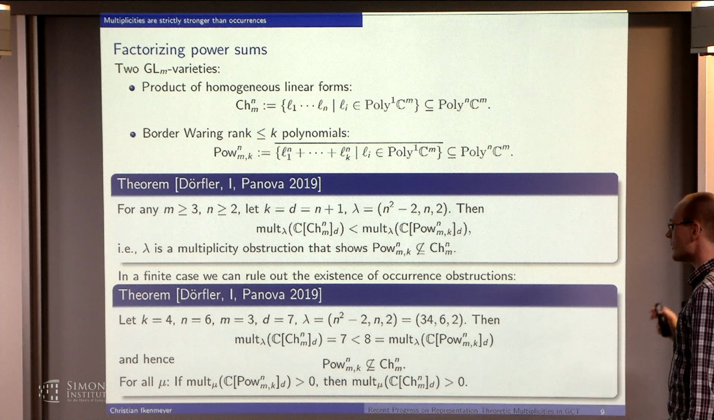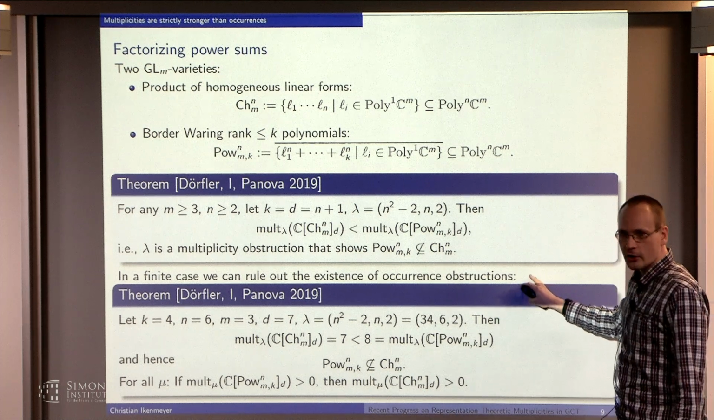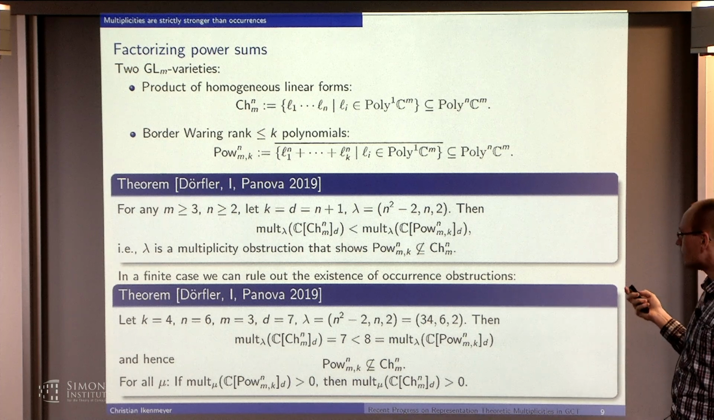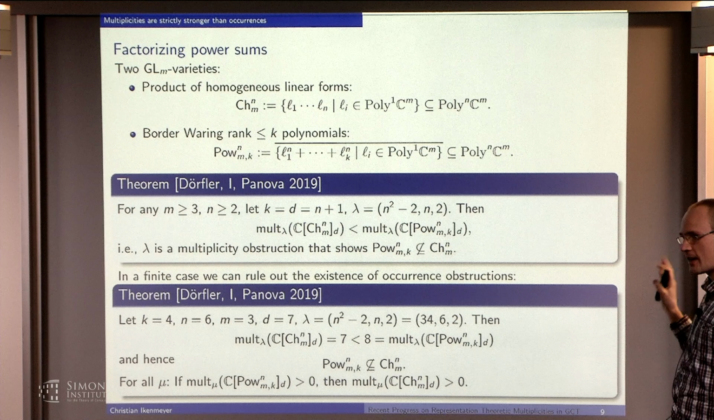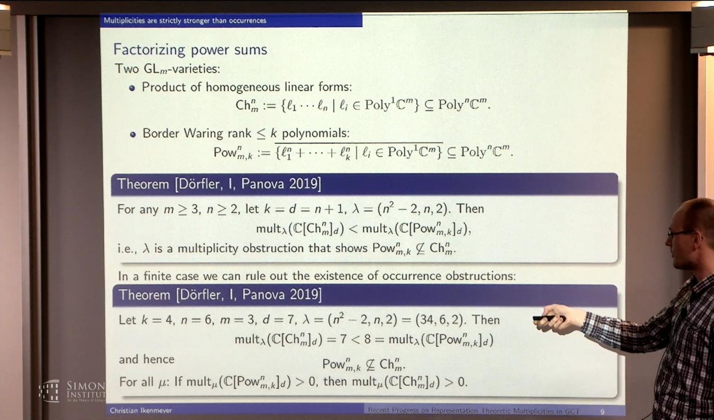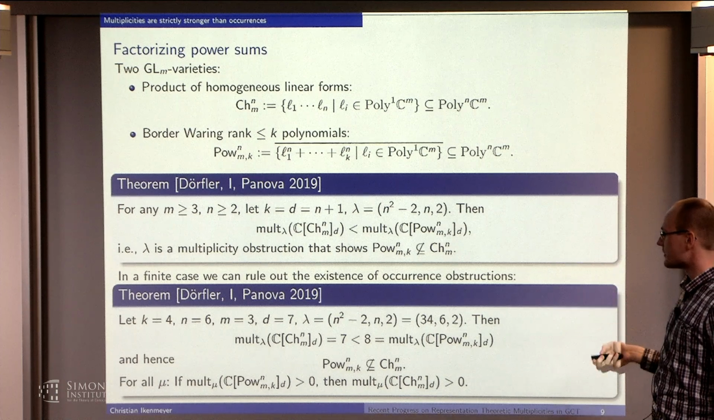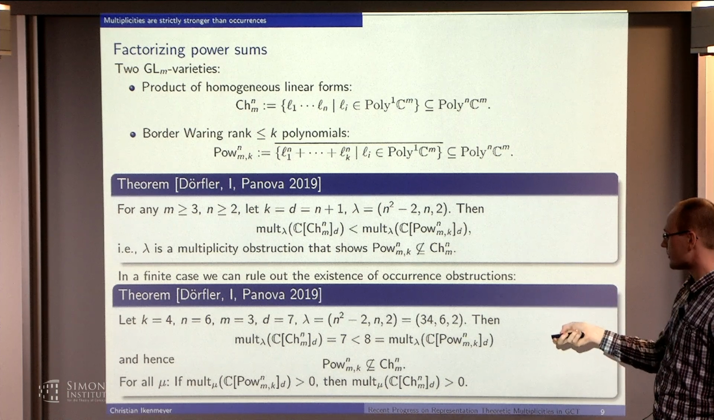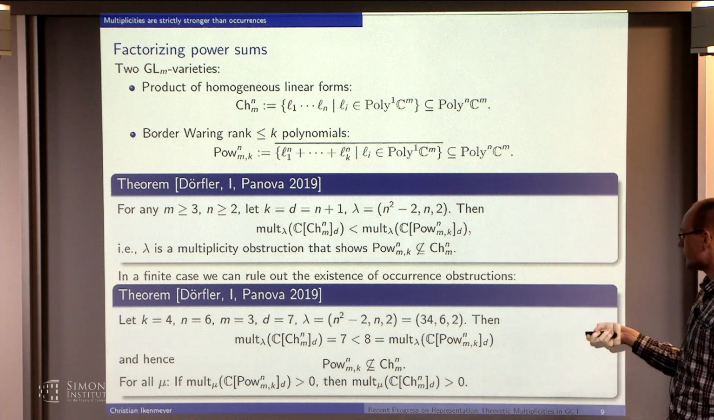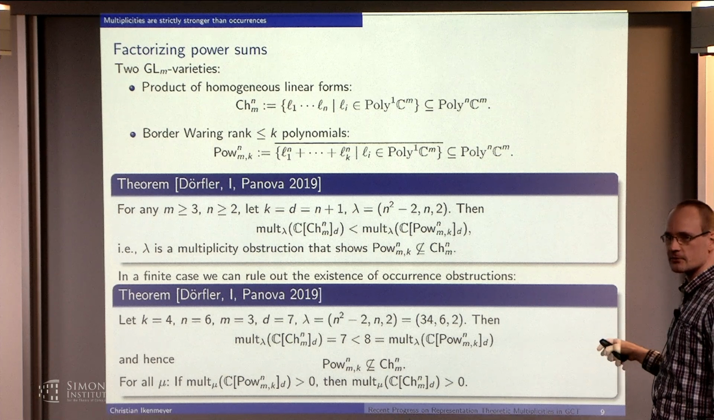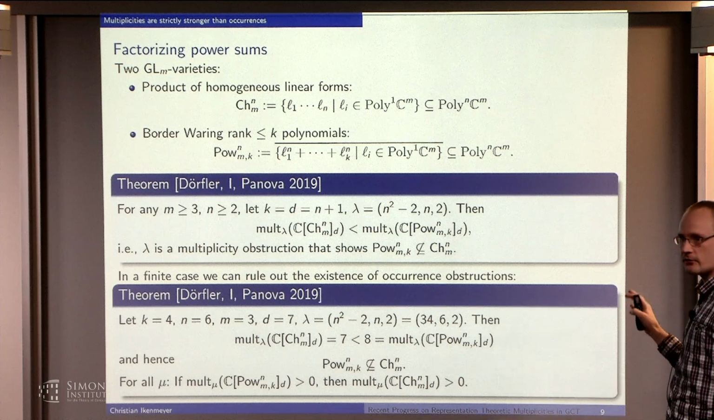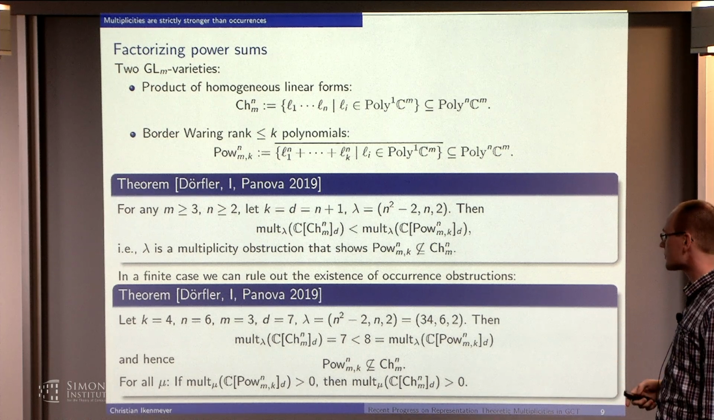But we can also show that, not in all cases, but in a finite case, we can set this up, do computer calculations, and actually prove that here there are no occurrence obstructions in this setting. Right? You fix your parameters. It's the same setup. Here you got a 7, here you got an 8, so you can actually separate these two. But for all mu, whenever this is positive on this side, this will also be positive. There are no occurrence obstructions. Even in this very simple, very low dimensional thing, even for this very small setup, there are no occurrence obstructions.